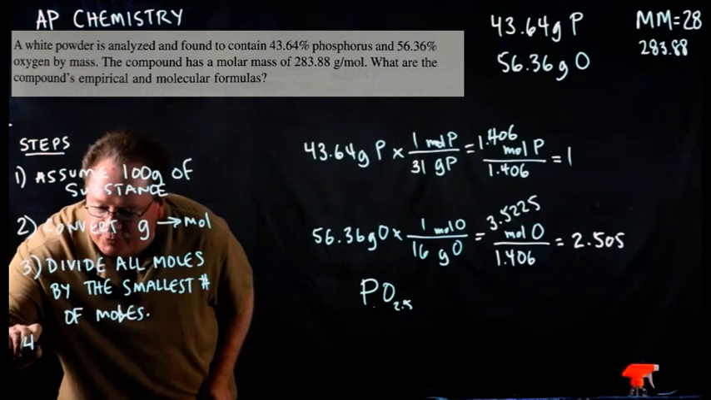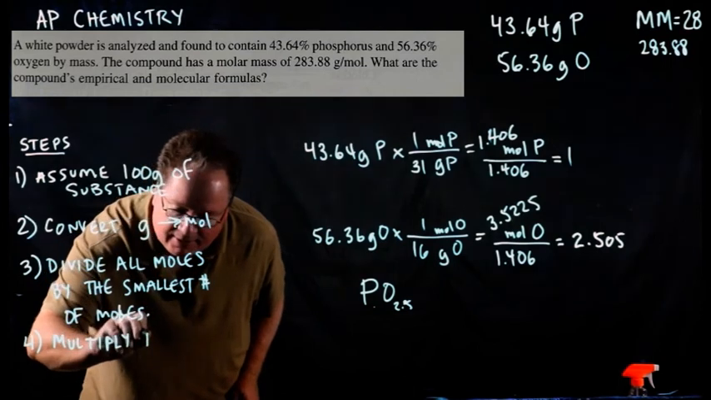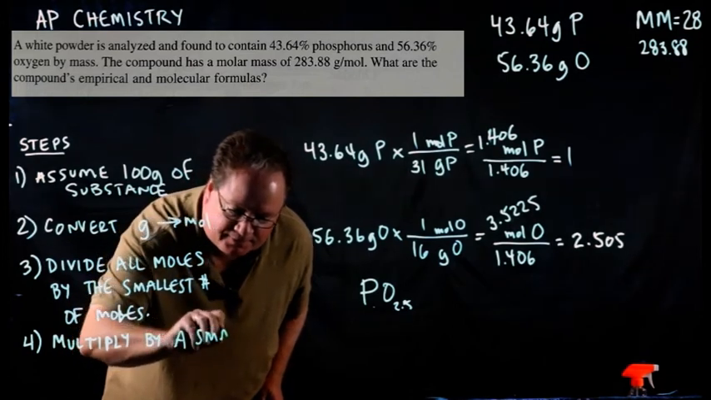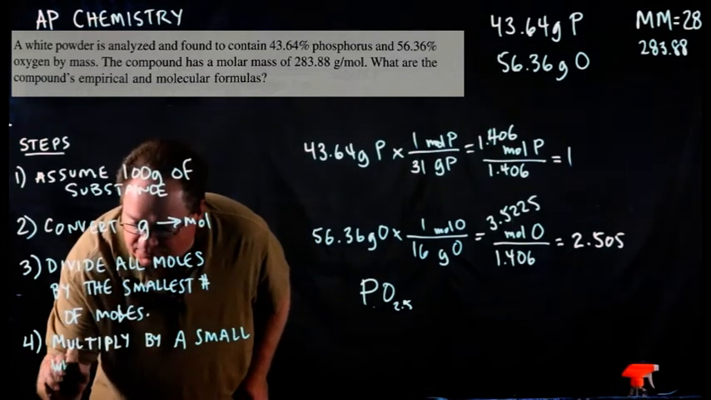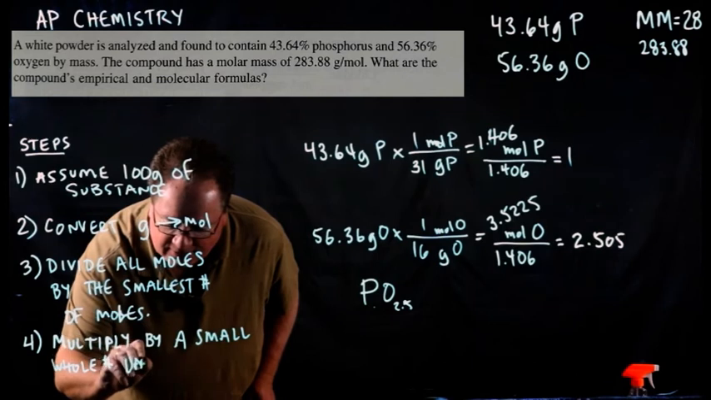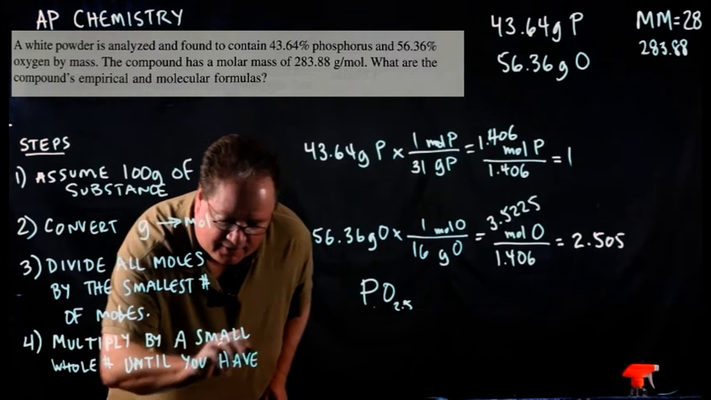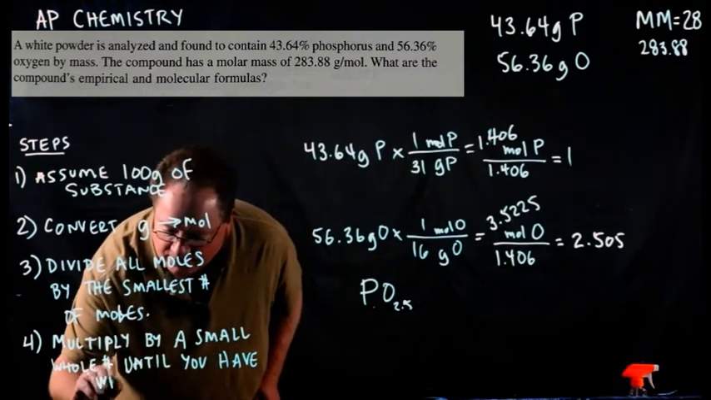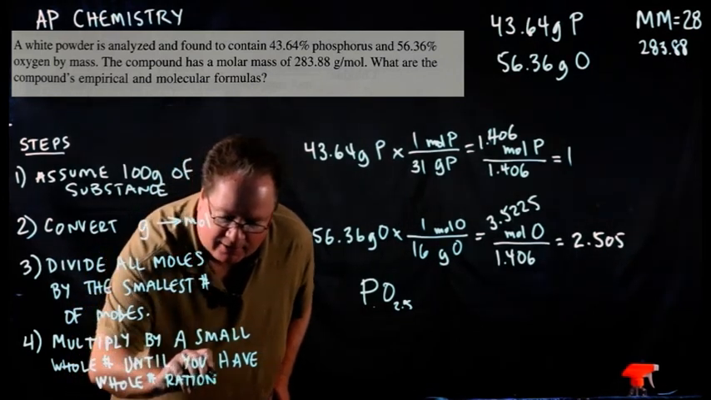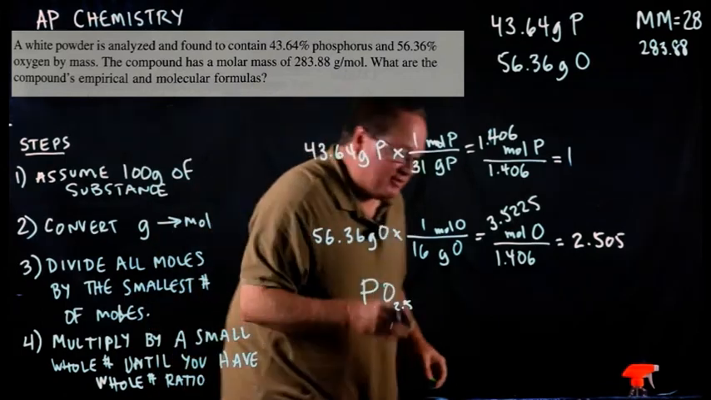All right? So I guess you could say that after you do this, we could add one more step, which is multiply by a small whole number until you have a whole number ratio. Not ration. Okay. So we have to do that on this one.